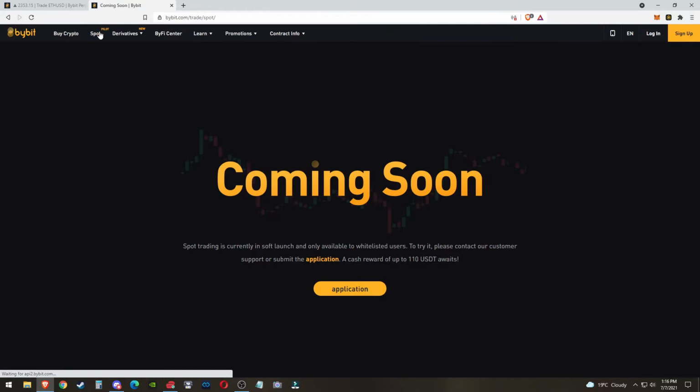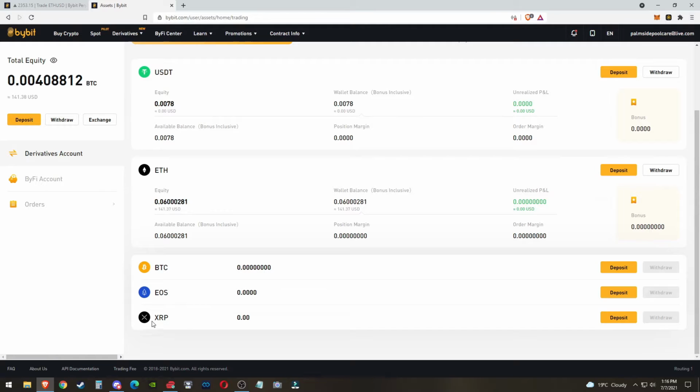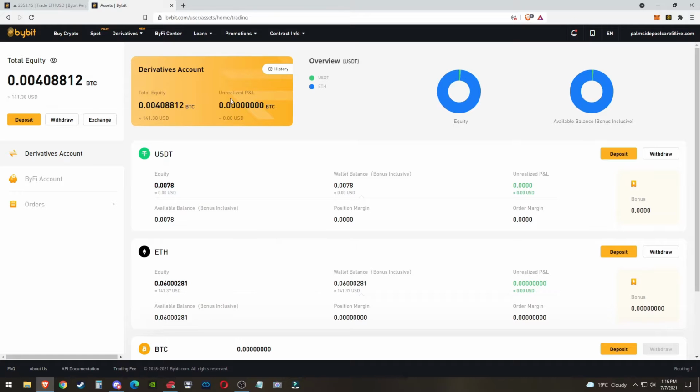You also have spot, which is coming soon. We can go over to assets. Now you can deposit, exchange, withdraw, anything here. XRP, EOS, BTC, ETH, USDT, all these can be traded. I put on $141 or so just for this tutorial, so we can place a few trades and basically walk you through everything step by step.